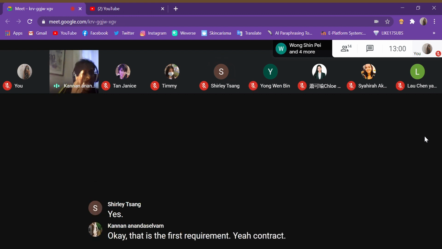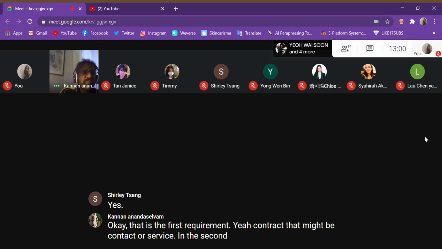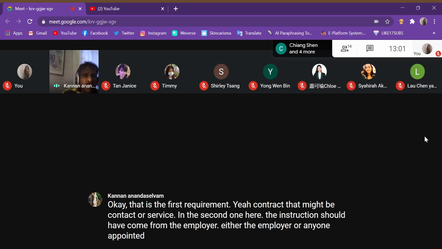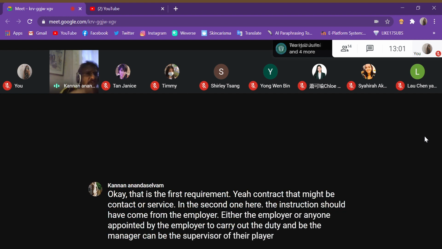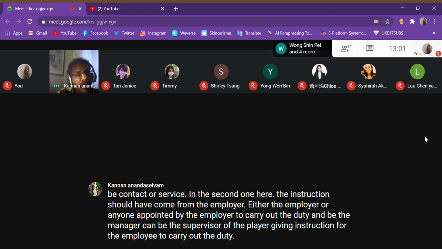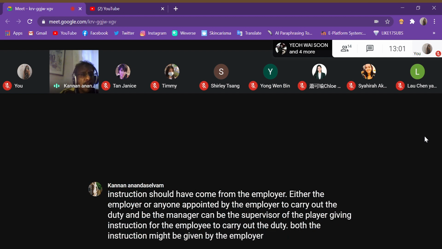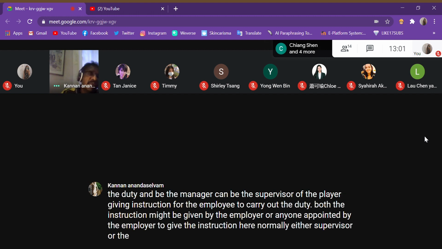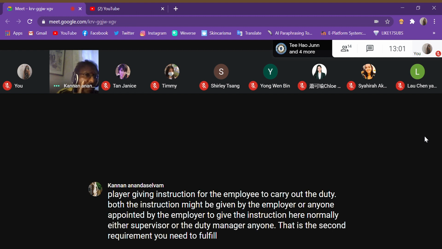There must be a contract of service. The second requirement is that the instruction should have come from the employer, or anyone appointed by the employer to carry out the duty. It can be the manager or the supervisor giving the instruction for the employee to carry out the duty. So the instruction must be given by the employer or anyone appointed by the employer. Normally it is the supervisor or the duty manager. That is the second requirement you need to fulfill for vicarious liability.